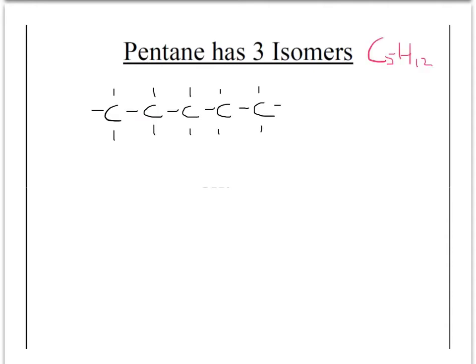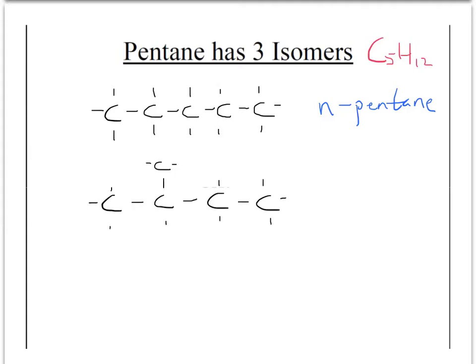Alright, so pentane, that would be 5 carbons, so the formula would be C5H12, 5 carbons, 12 hydrogens. The first way we can draw it is just in a line. Since that's the normal way of drawing it, this would be n-pentane. The next structure would also be C5H12, and in this case we have branched one of the carbons off one of the center carbons.